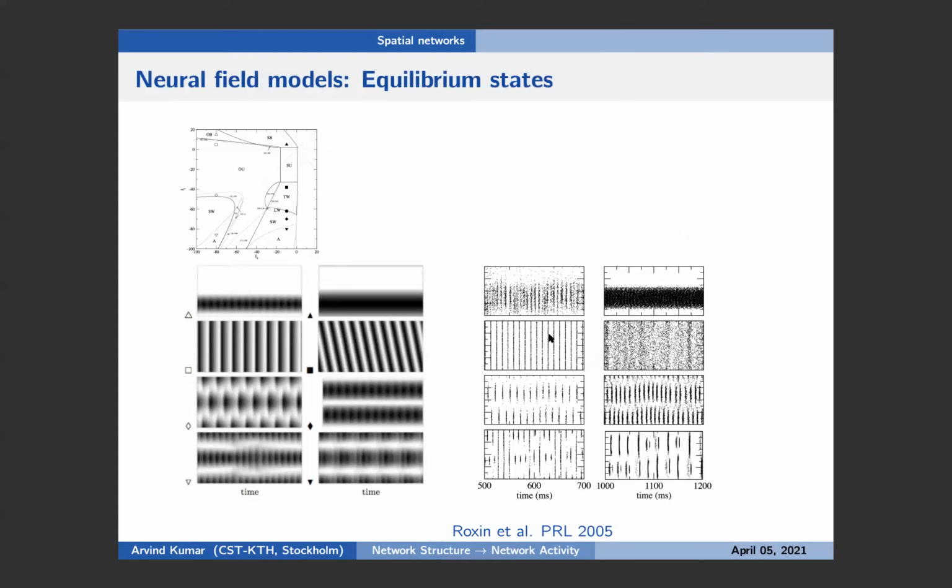There's a lot of other work on this, on how we can adjust the connectivity kernel to find many different spatiotemporal patterns: traveling waves, standing waves, multiple bumps, and so on. So there it also becomes important what the delays in the connections are.